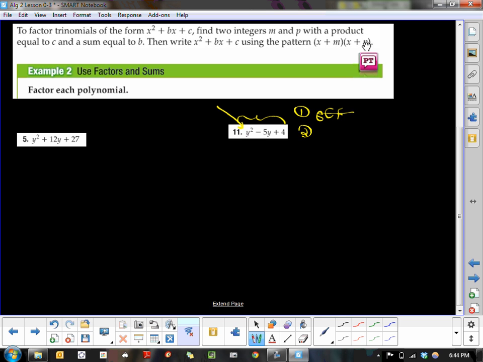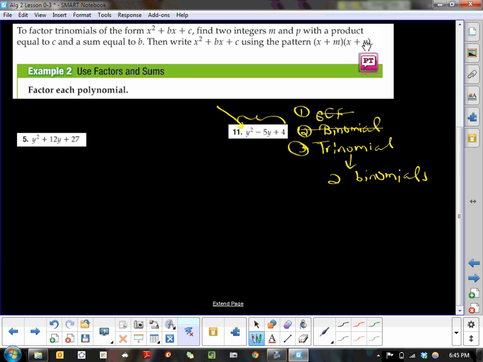Step number 2, is it a binomial? Nope, I can clearly see it's a trinomial, so I don't have to worry about the difference of two squares. So forget about the factorization of difference of two perfect squares. Number 3, is it a trinomial? You bet it is. And every time I have a trinomial, I know it's going to factor into two binomials.